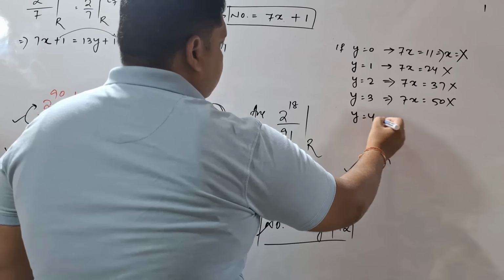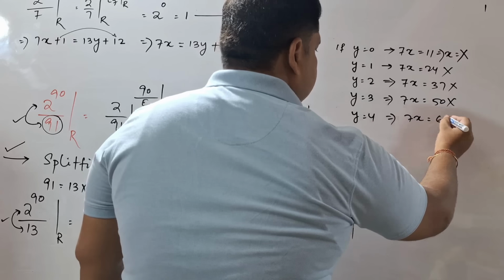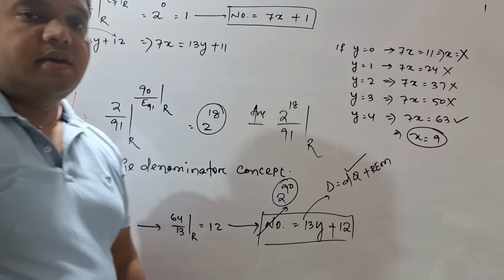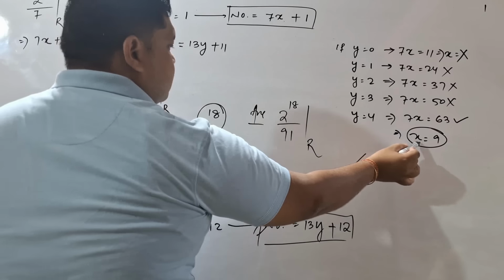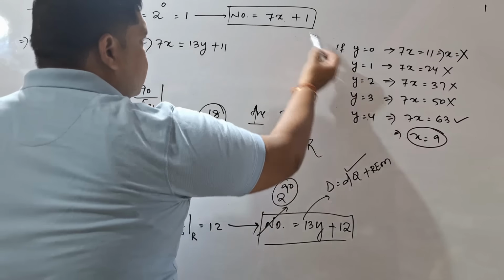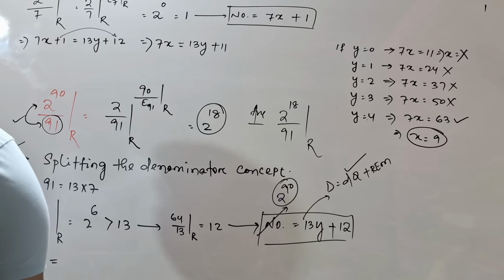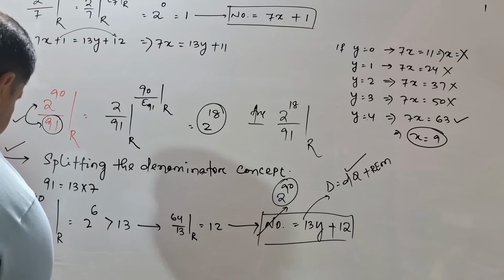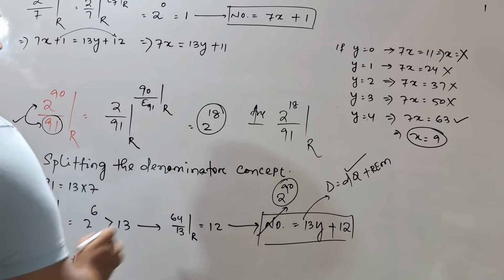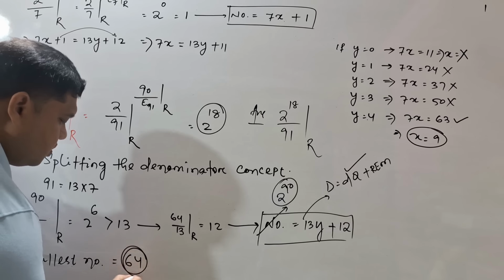Then I put y equal to 4. If I put y equal to 4, 7x is equal to 52 plus 11, 63. It is divisible. So here x is equal to how much? 9. X is equal to 9. Now if I put the value of x here, or you can put the value of y here, you will get same answer. If I put 9 here, how much I will get? The smallest number is 63 plus 1, 64. So smallest number is 64. Actually this is my answer.